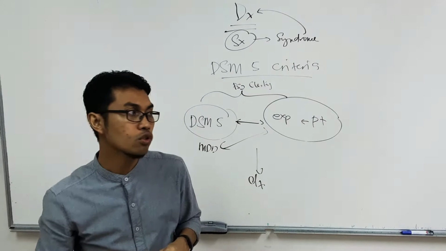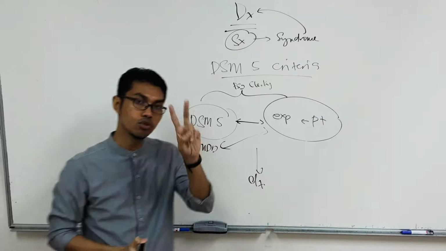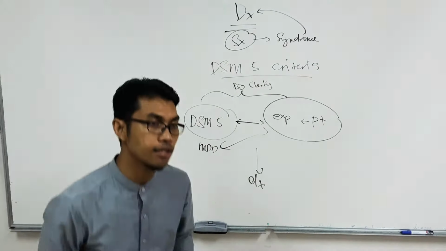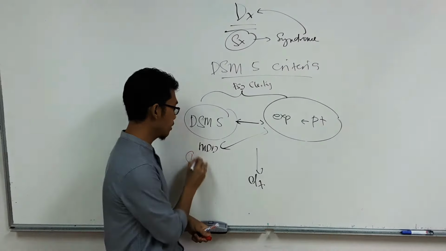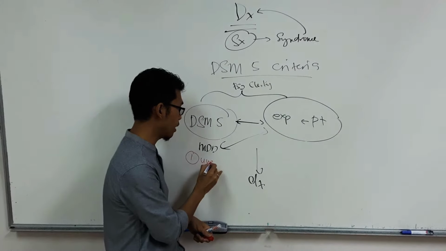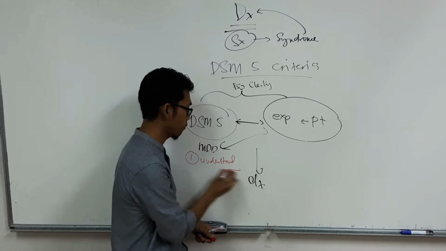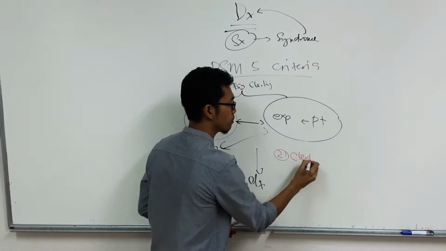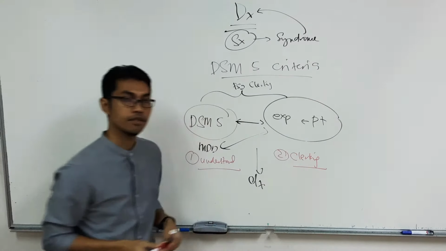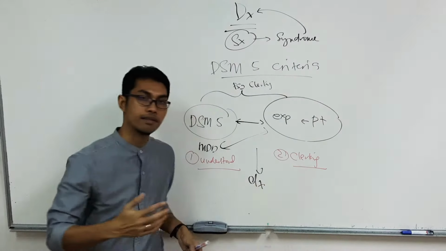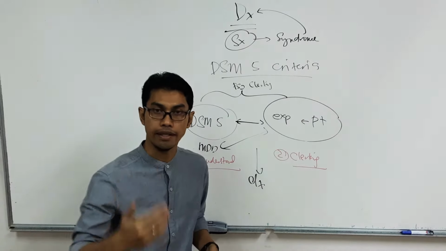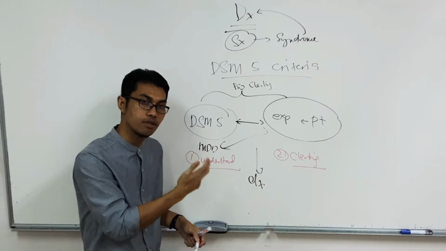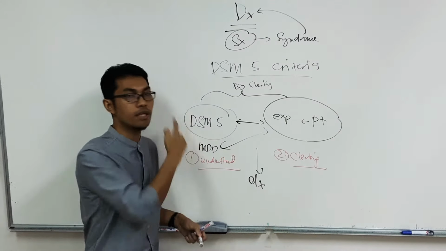Alright, so in order to do this, there are two important skills that you need to know. Skill number one is the skill to understand DSM. So you need to understand DSM. Number two is your clerking skill. By clerking, you ask the right questions, you get the right answers. With the answers from the patient, you can match based on what you've understood from DSM-5.